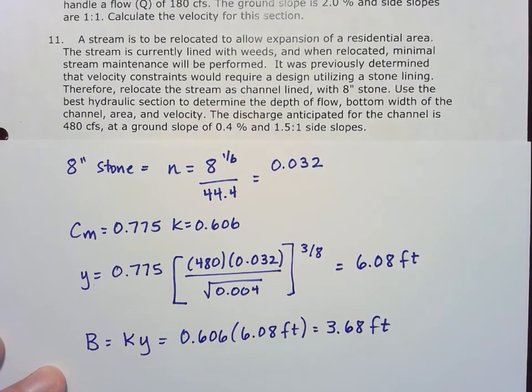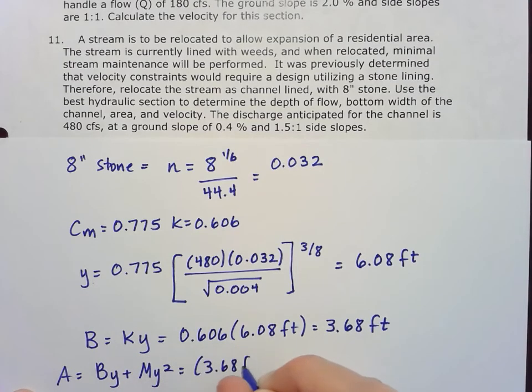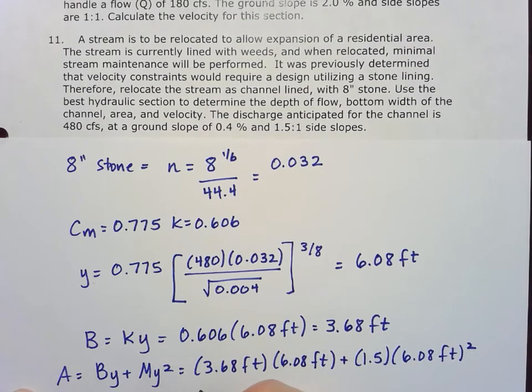So now that I have b and y, I can solve for the area. Remember, the area of our trapezoid channel is going to be by plus m y squared. So in this case, 3.68 feet times 6.08 feet, plus that m we had from the table, 1.5, times 6.08 feet squared.